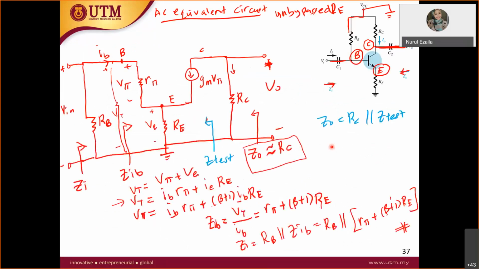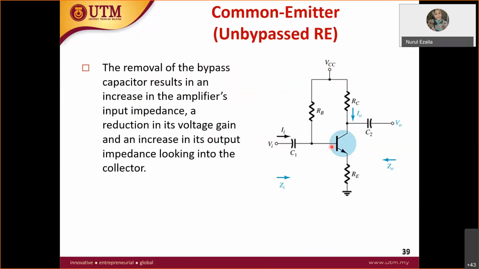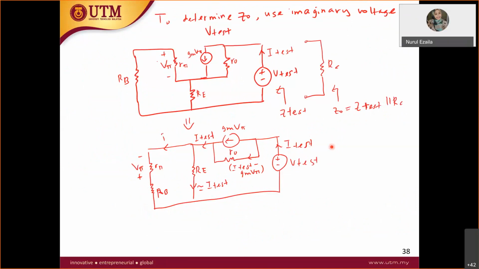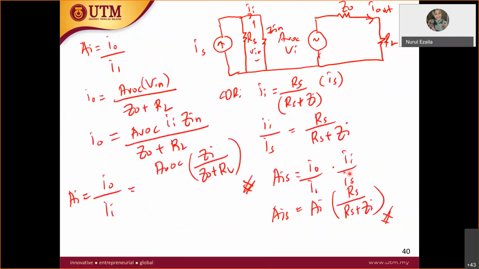For the unbypassed case, we have done this and also derived the circuit. Here is the circuit derivation. I have done this with all of you. Unbypassed means that at the resistor here, there is no capacitor. So let's take a look at the example.